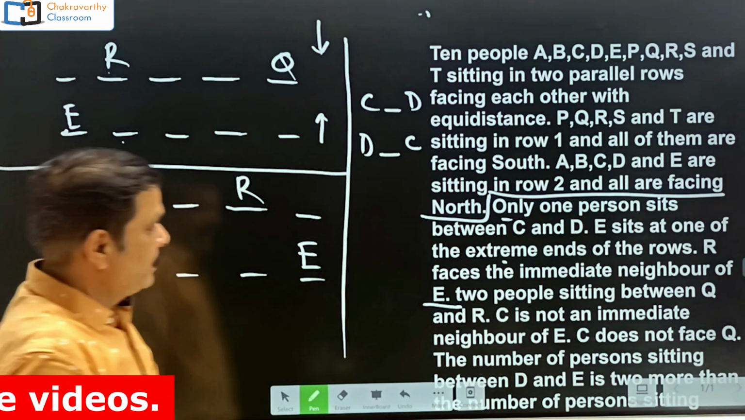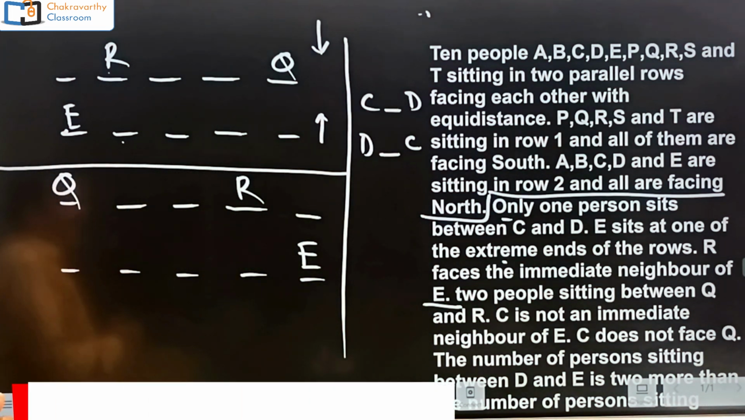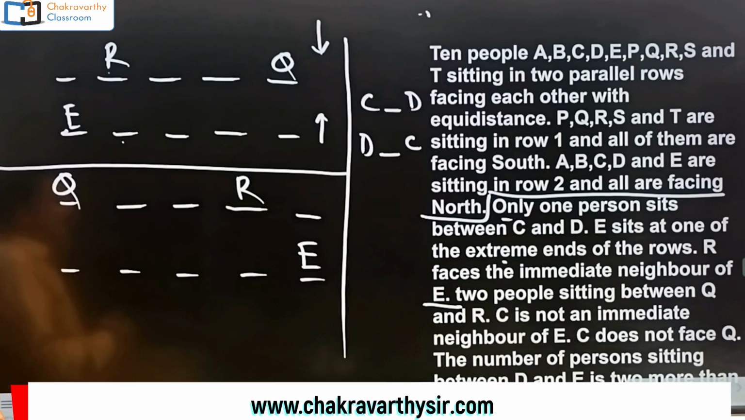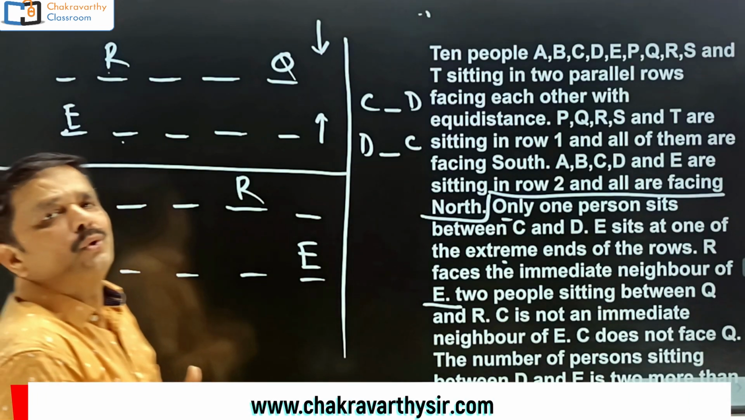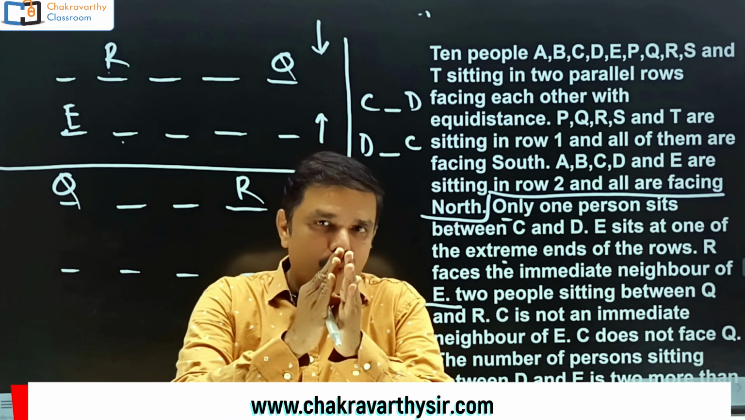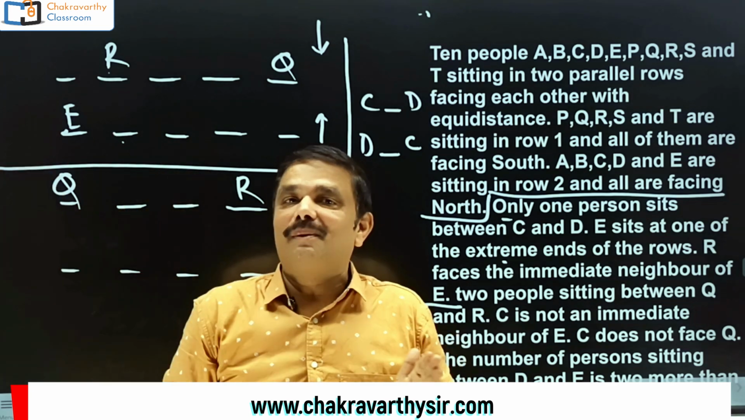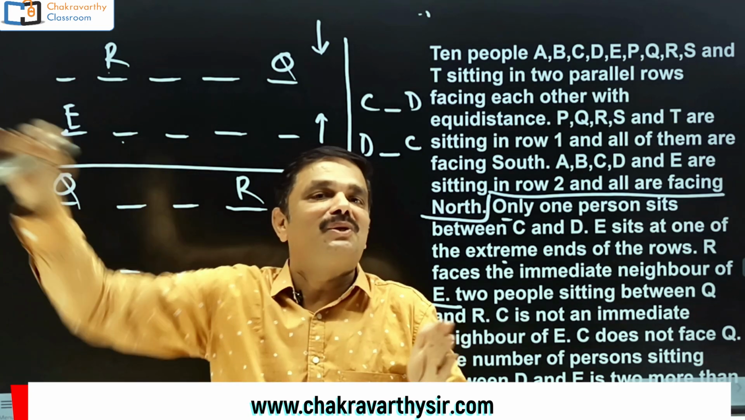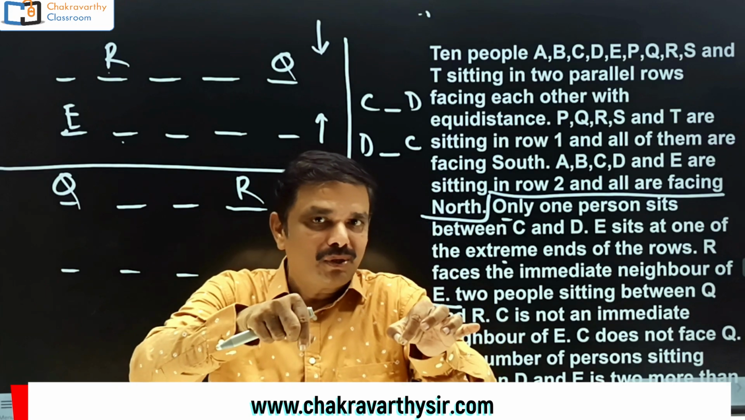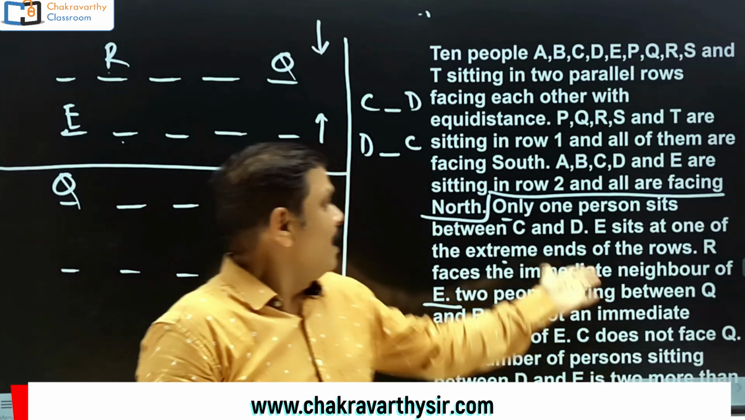Okay, and now the next information you see here. What's the next one they have given? C is not an immediate neighbor of E. C does not face Q. Both are negative information. Very good information. The more negative information you get, the easier the solution, because I am going by the elimination process. With negative information you can eliminate more than with positive information. Okay, two things they have given.